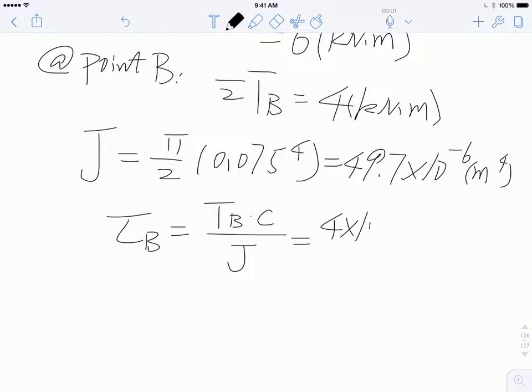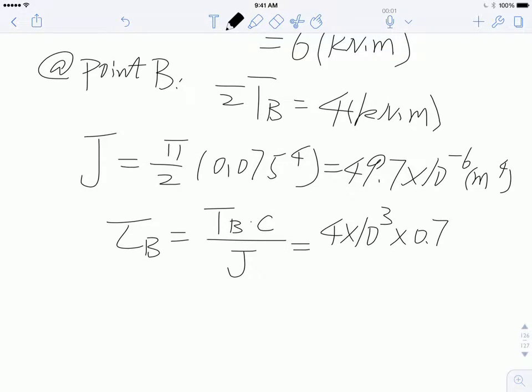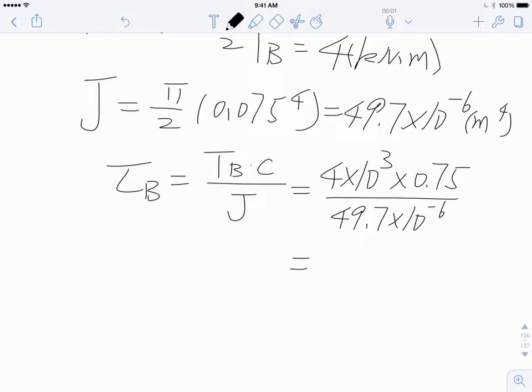T_B is 4 kilonewton-meters, don't forget the 10 to the 3. The distance to the rotational center at B is the radius, which is 0.75. And J is 49.7 times 10 to the minus 6. So therefore, the answer can be calculated: 6.04 megapascal.